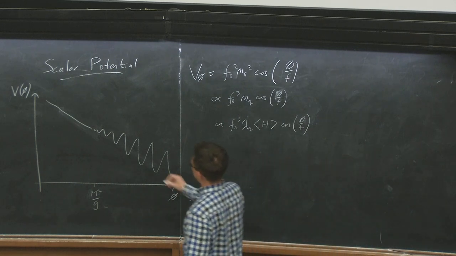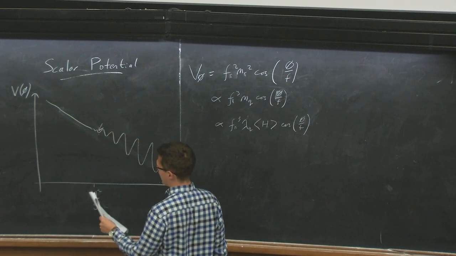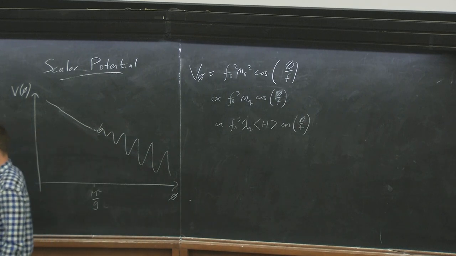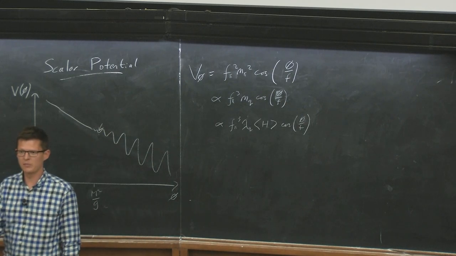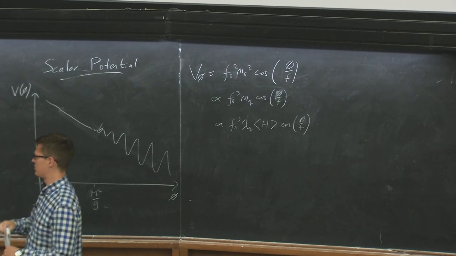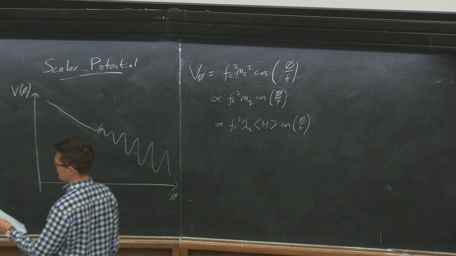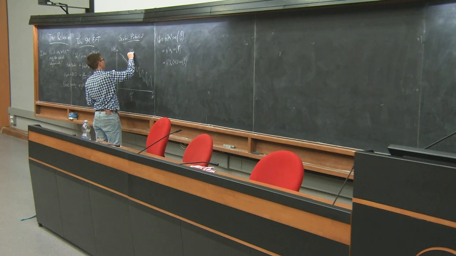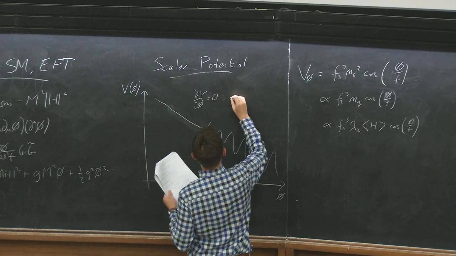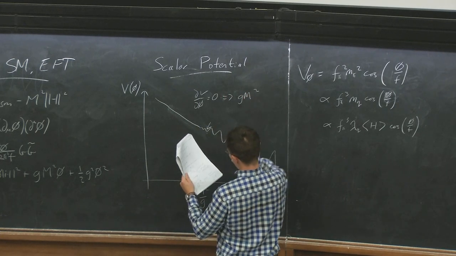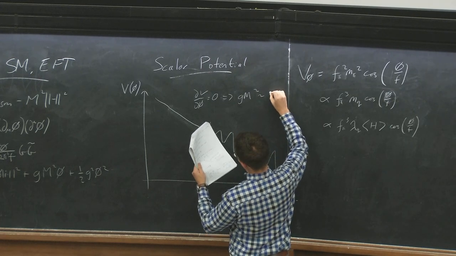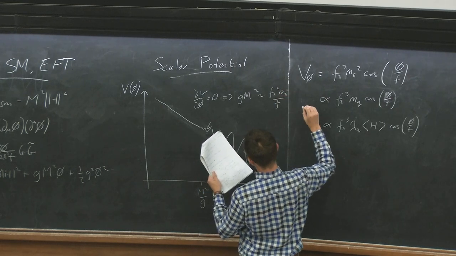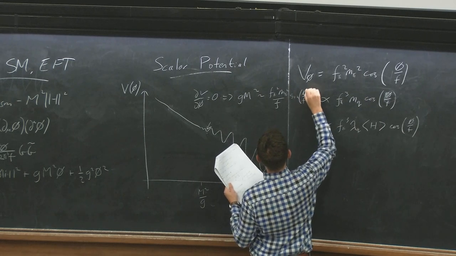Well, if we wanted it to get stuck right here at the observed value for the Higgs VEV, it means it has to be at a local minimum. What's a local minimum? It's just when the first derivative of the potential as a function of phi vanishes. So the first derivative looks sort of like this. There are other terms, but they're similar in magnitude. So dV by d phi will be 0, which is telling you that g Lambda squared is of order f pi squared m pi squared over f squared times f sine of phi over f.